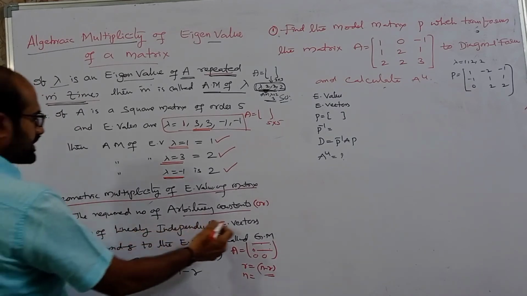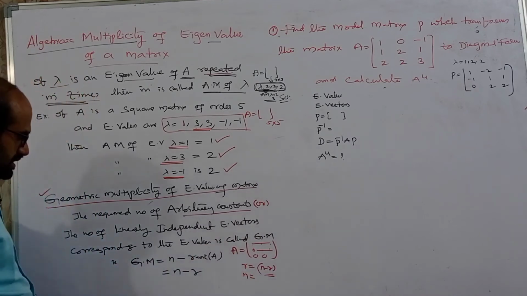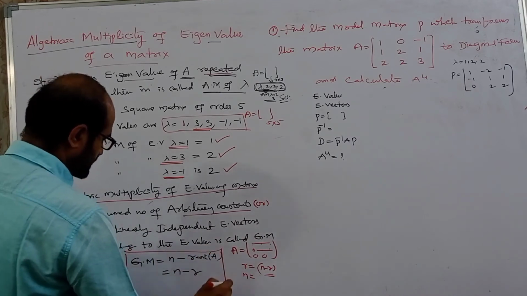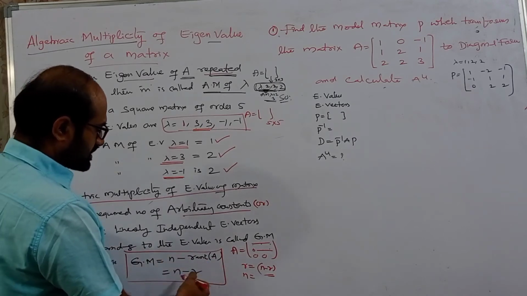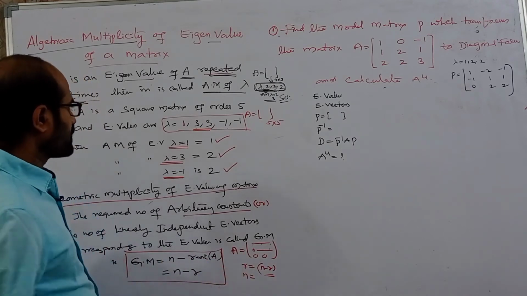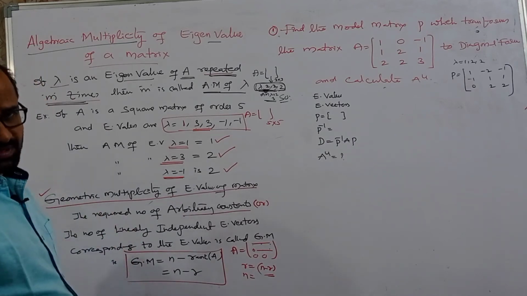The number of linearly independent eigenvectors corresponding to the eigenvalue is called the geometric multiplicity. So the geometric multiplicity's formula is n minus r, where n is the number of variables and r is the rank of the matrix. In this way you can find AM and GM. What is the use of this?